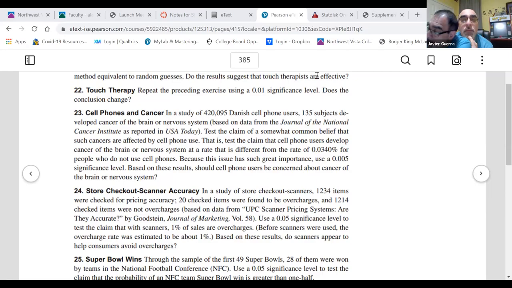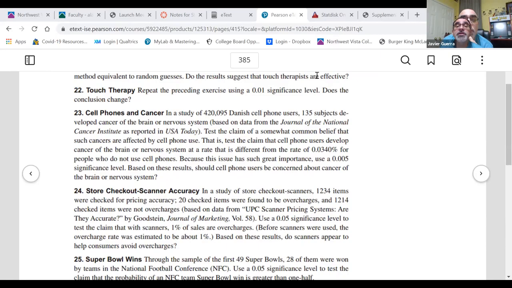Let me read it. Okay, it says, in a study of 420,095 Danish cell phone users, 135 developed cancer of the brain or nervous system. Test the claim of a somewhat common belief that such cancers are affected by cell phone use. That is, test the claim that the cell phone users develop cancer of the brain or nervous system at a rate that is different from the rate of 0.0340% for people who do not use cell phones.